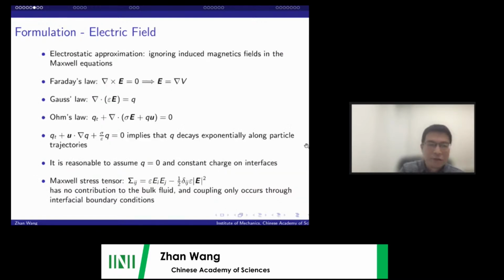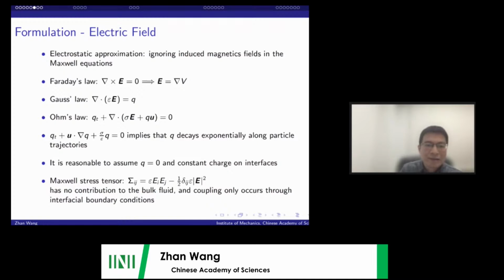In this talk, we will focus on the tangential electric fields. First of all, let me briefly describe the mathematical idealization of the problem. We use the electrostatic approximation by ignoring the induced magnetic field in the Maxwell equations. Therefore, Faraday's law implies that the electric field is irrotational. Then you can introduce a voltage potential such that its gradient is the electric field.